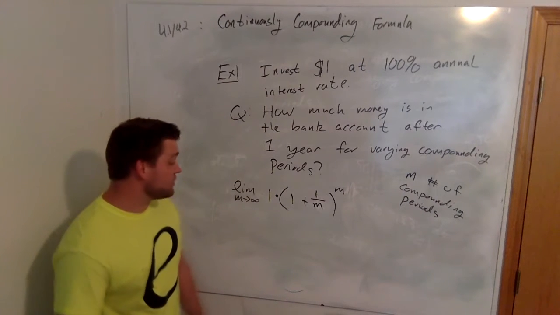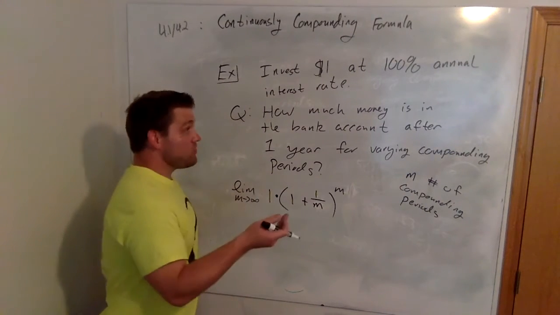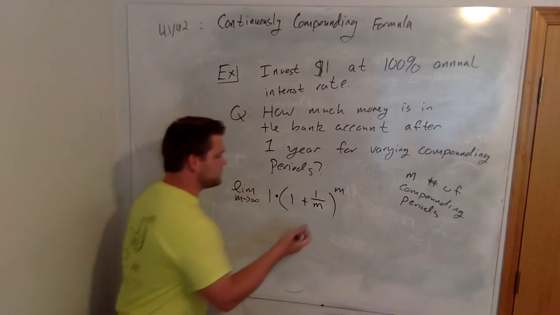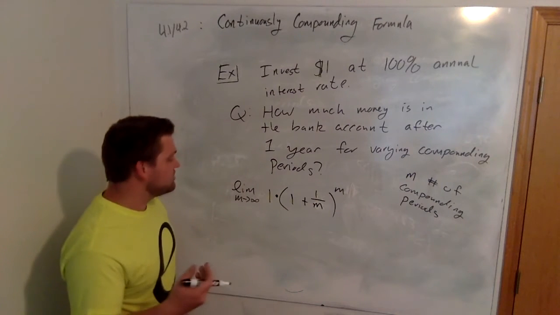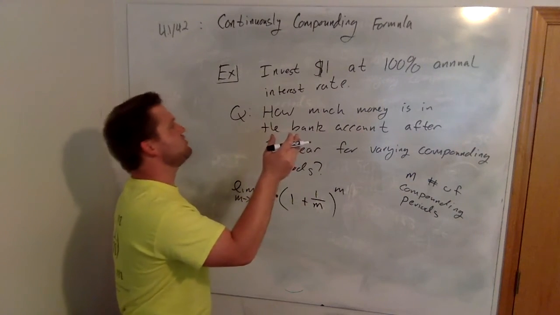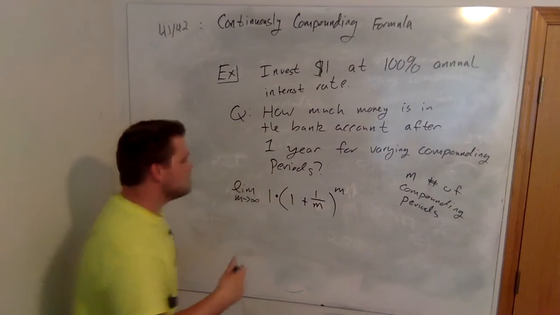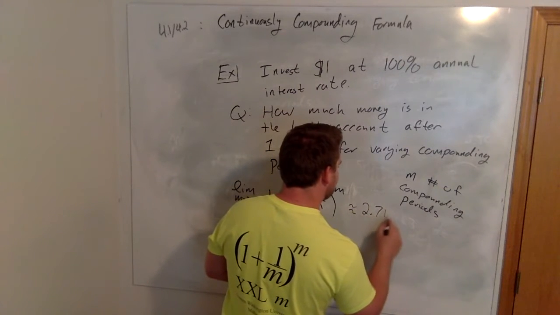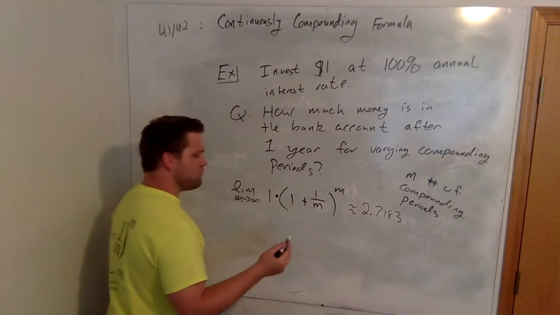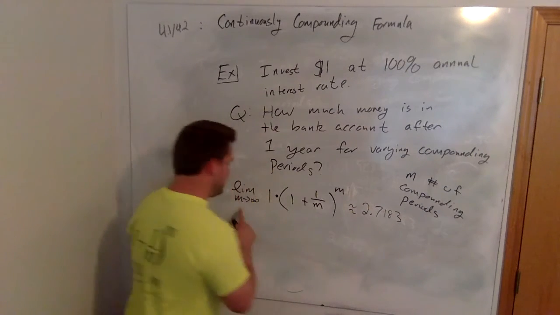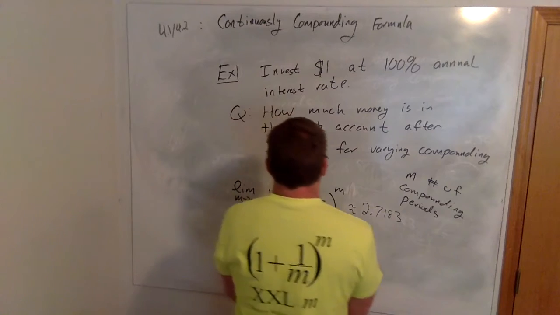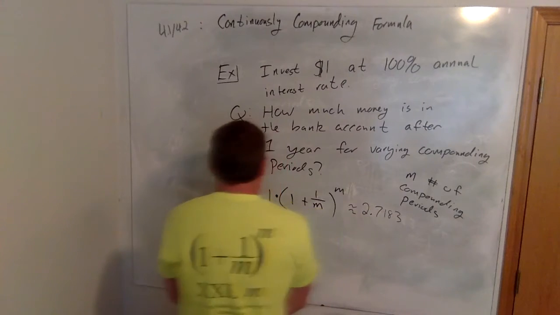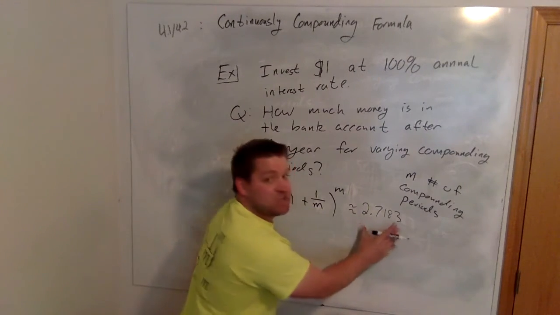Okay, we just discovered how much money our $1 invested at 100% annual interest rate would be worth at the end of 1 year if we let the number of compounding periods go to infinity. Essentially, we're thinking about this $1 at 100% annual interest rate being compounded continuously. Looks like we roughly got 2.7183. So if we take this expression here and we let m get extra large, then we get this very special number.